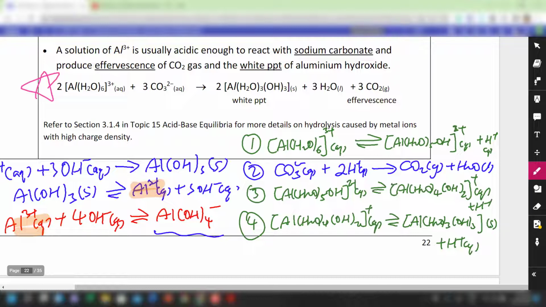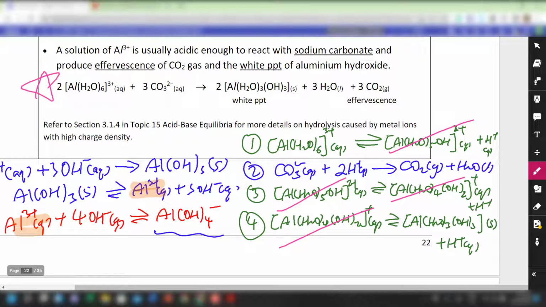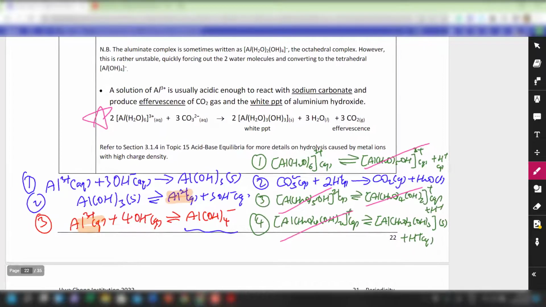If we add everything up, this is what we'll get. We add this, we cancel, and cancel. Then we just multiply by 3/2 on both sides, or rather multiply by 2, so that the appropriate number of moles of carbonate is used. This will eventually lead to the production of the white ppt as well as the effervescence of CO2. You can work out on your own to see whether you can get the overall balanced equation.